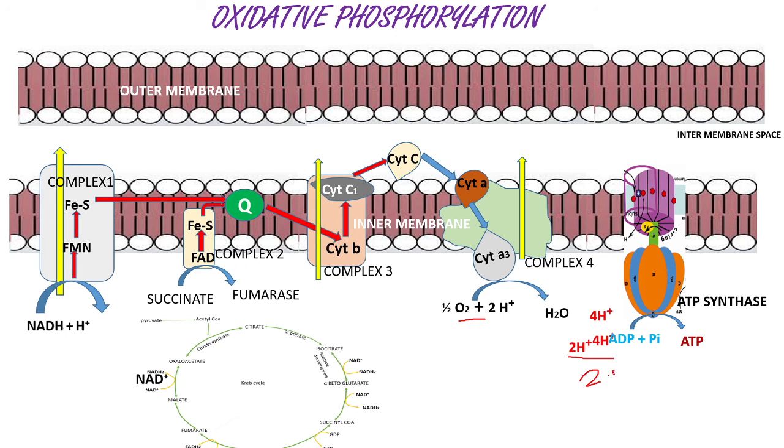So from NADH to oxygen transport, one NADH yields 2.5 ATPs. Likewise, when the protons are transferred by complex 2, in the case of FADH2, only 4 plus 2, that is 6 hydrogen ions are translocated, which means it yields 1.5 ATP.